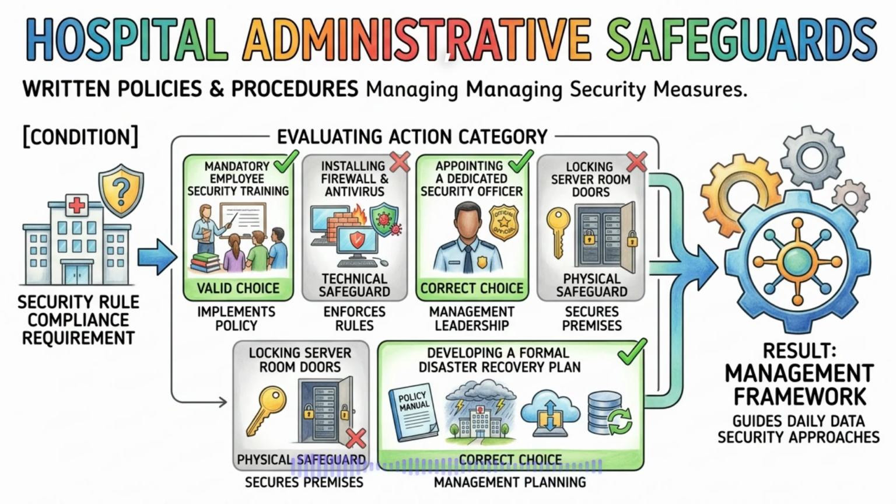Starting with administrative safeguards. Administrative safeguards are the documented, written policies and procedures that manage the selection, development, and implementation of security measures within the facility. This includes conducting mandatory security training for all new employees, appointing a dedicated security officer, and developing a formal disaster recovery plan. Administrative safeguards act as the management framework that guides how the hospital approaches data security on a daily basis.